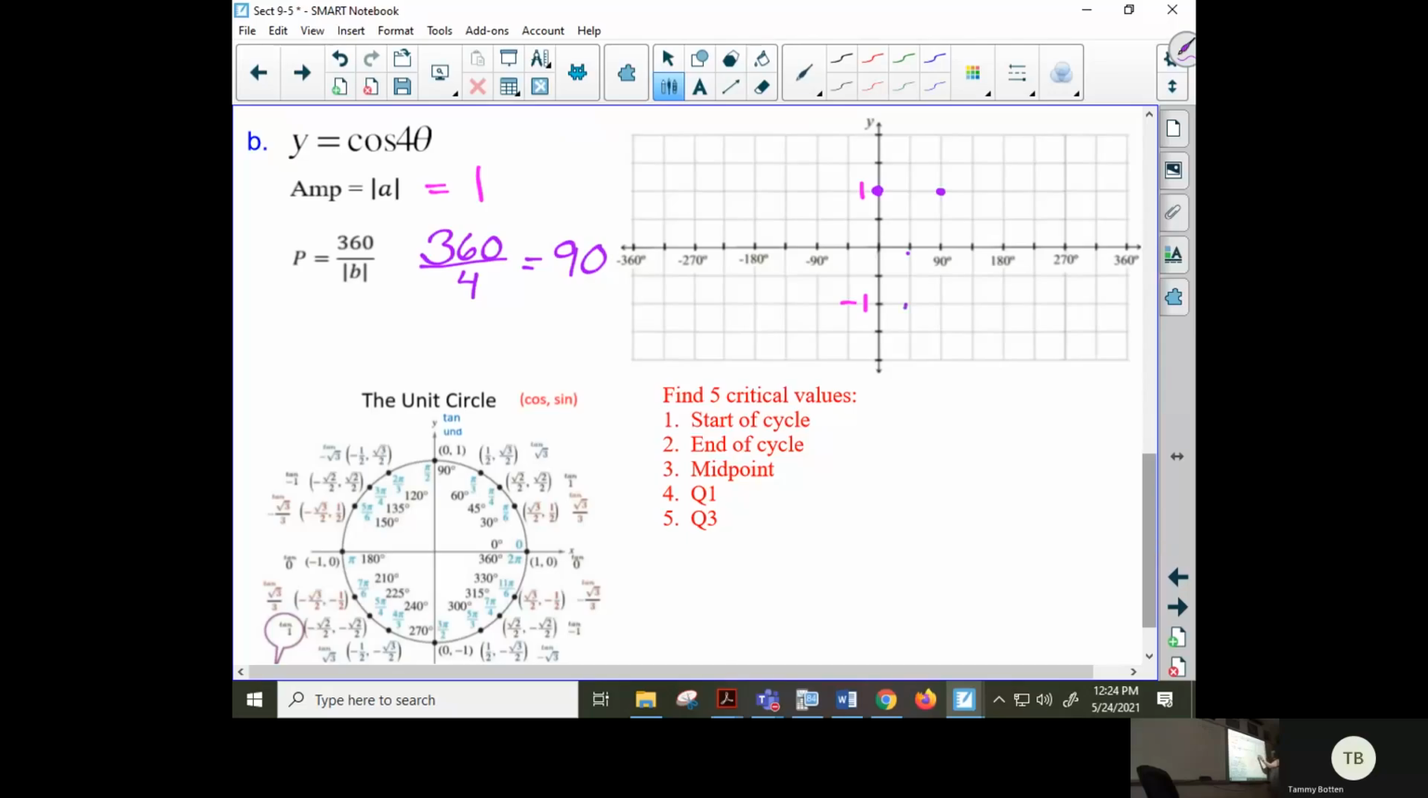Wouldn't it have to be down here for it to be an entire cosine graph? It would have to be down here. And then halfway between here, it would cross the x-axis, and halfway between here, it would cross the x-axis. So this cosine function looks like that. So it's shrunk by like 4 times.